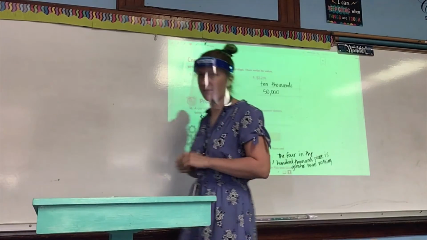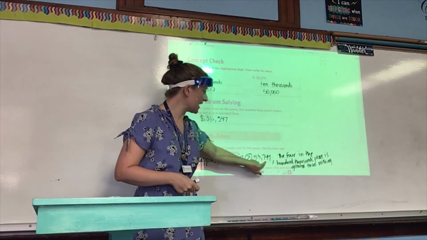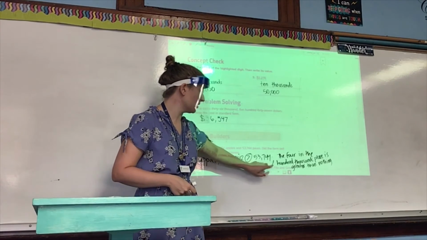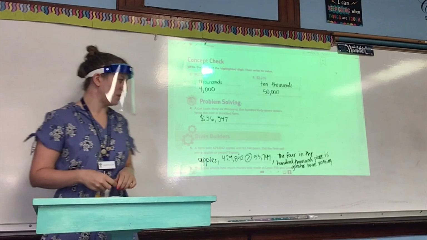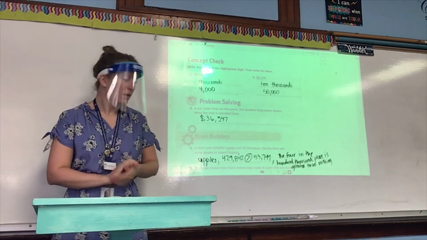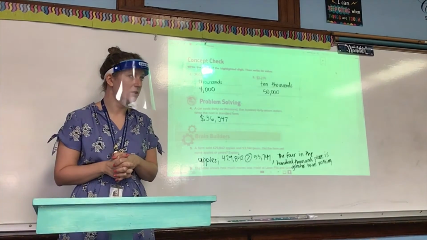You need at least one of them. So make sure you have the word apples, and you have either this explanation, which is an explanation in numbers, or this explanation, which is an explanation in words. So make sure you have one of those. Make sure you have all of this.